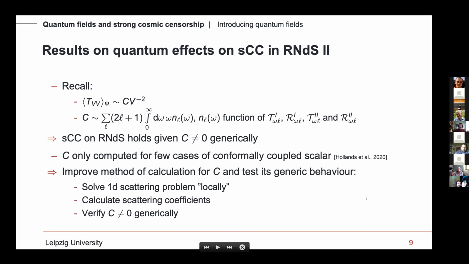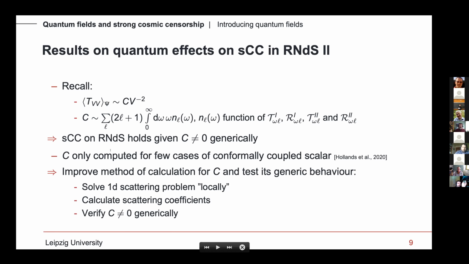Okay, so after this short excursion, let's come back to the results on quantum effects on the spacetime. Remember that we are after this energy flux towards the Cauchy horizon, and we found it to be quadratically divergent with a prefactor that is, after summing over angular momentum and integrating over frequency, in the end some function of the scattering coefficients. What this means is that strong cosmic censorship on the Reissner-Nordström de Sitter spacetime, considering real scalar perturbations, holds given that this constant C is generically non-zero.